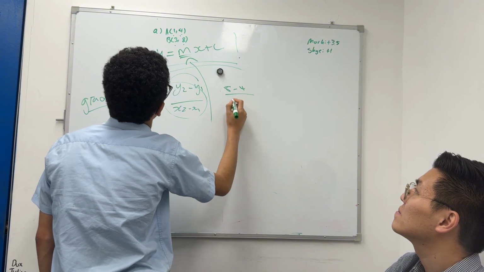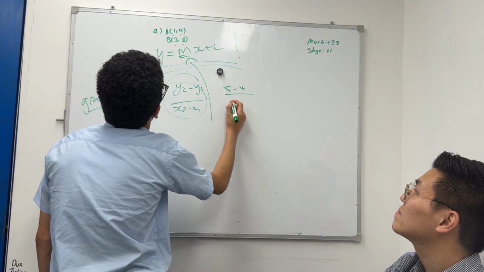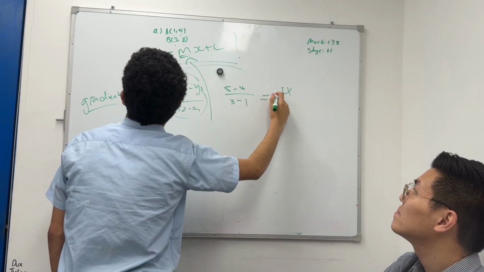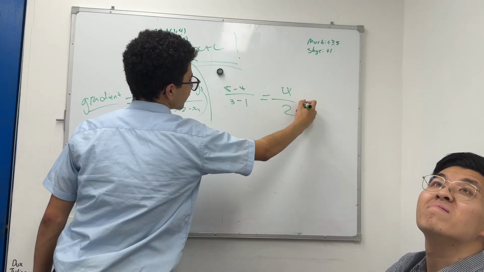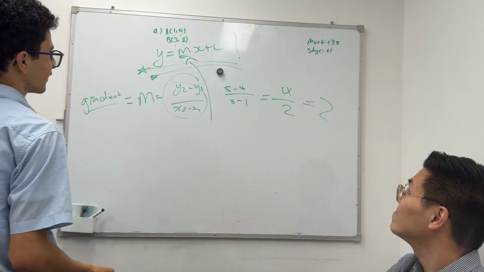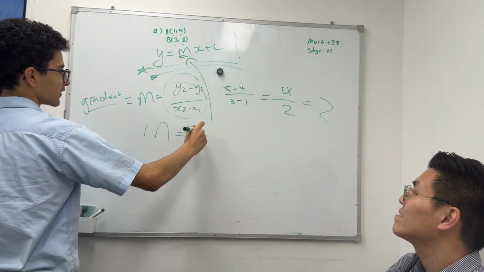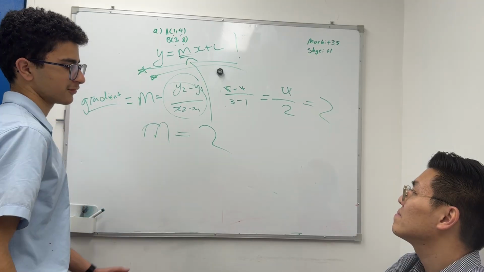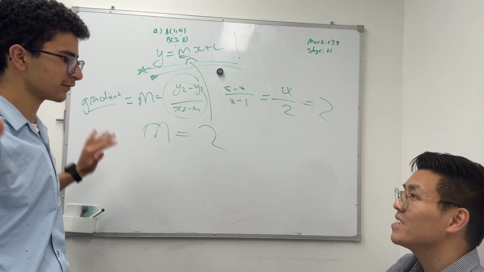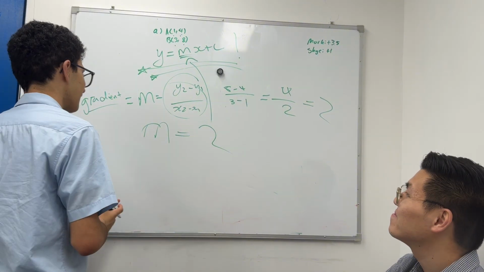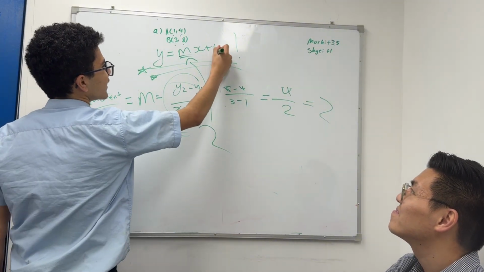Minus 4 over 3 minus 1 equals 4 over 2 equals 2. So that's what the gradient is. Boom, we found the gradient. M equals 2. Got that? Easy? Done? Useful? Understood? Right. Now we need to find this.